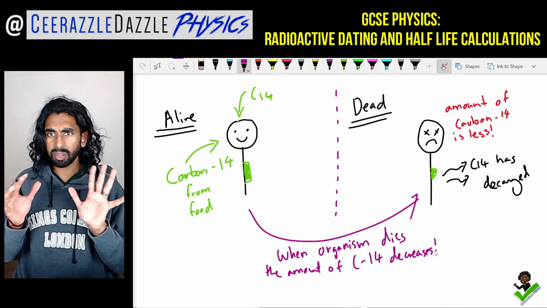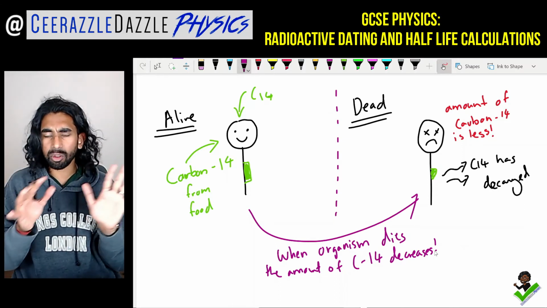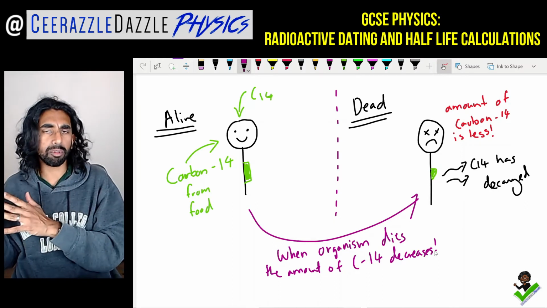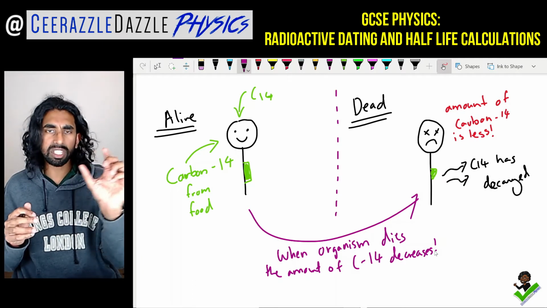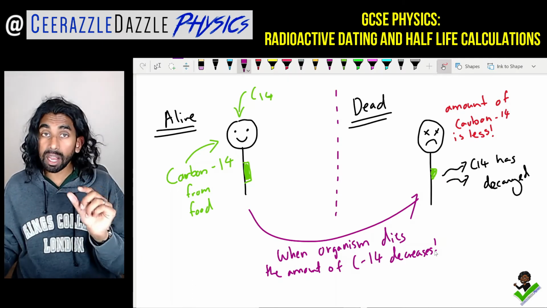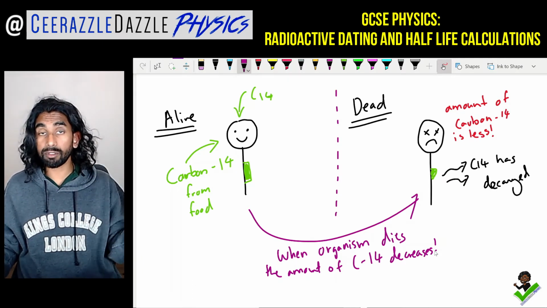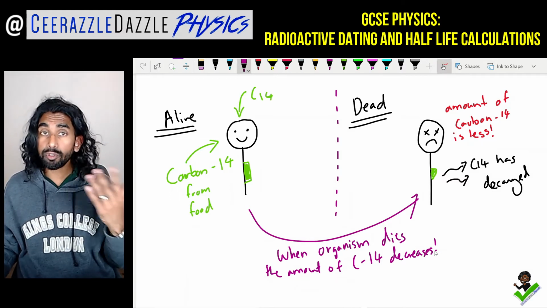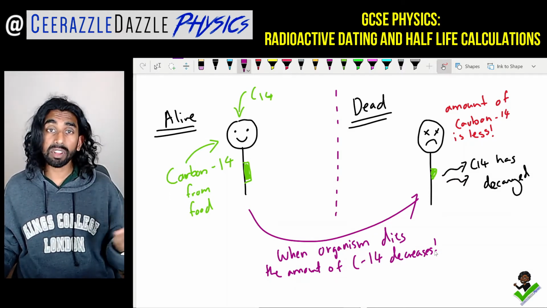Okay, so you're probably thinking, well, that still doesn't give me any value. How long has that object been dead for? How are we going to calculate it? So obviously we're looking for the time here. So now we're going to incorporate what we learned about the half-life into this lesson. So if you've forgotten what the half-life is, it's the following.